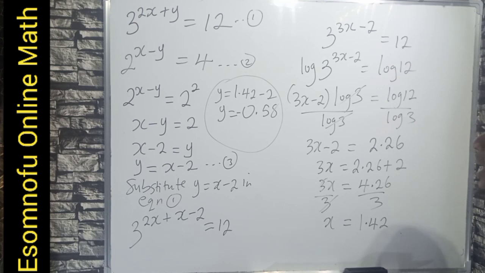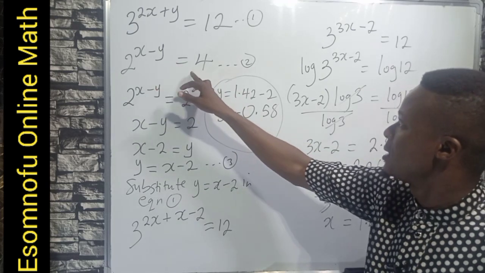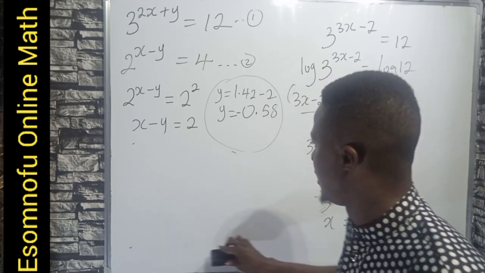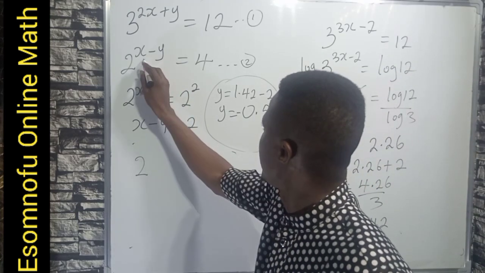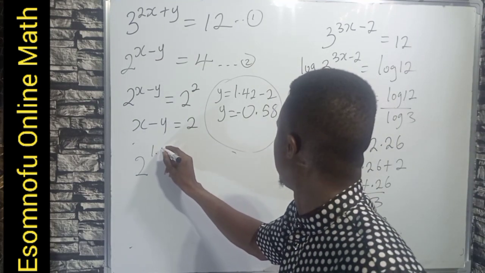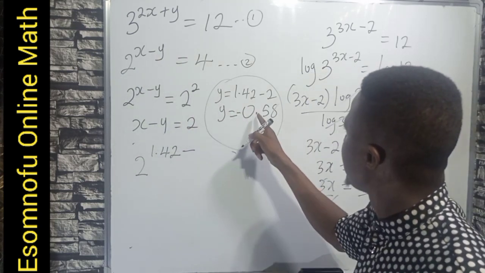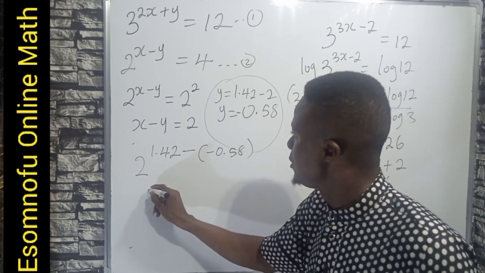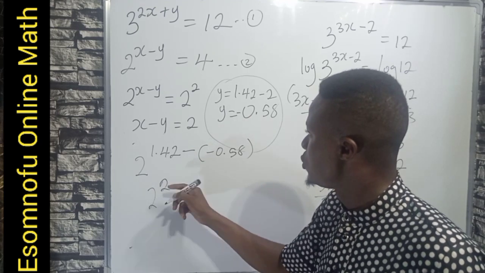You can now say that if you try to do substitution, putting x and y here, you are going to get the answer. For example, if I want to check if the answer is right, let's use equation 2 because it will be faster. In equation 2, we have 2 to the power of x. x is 1.42. We have 1.42 minus, seeing y, our y is negative 0.58. And you know that minus minus will turn to plus. If you add this together, that will give you 2.